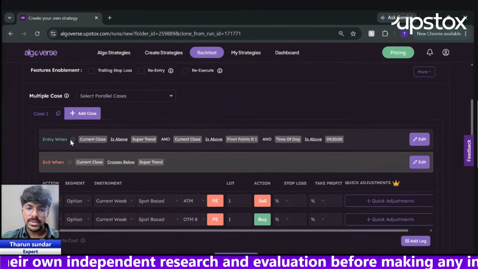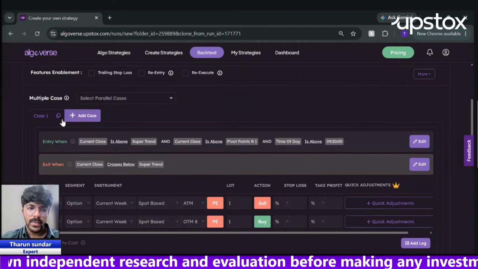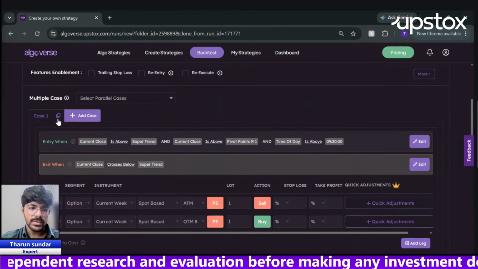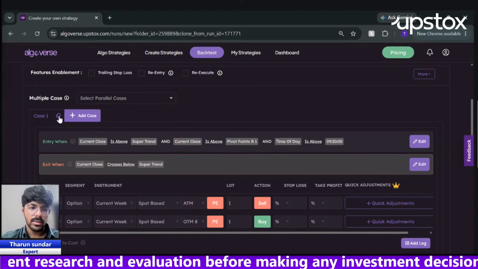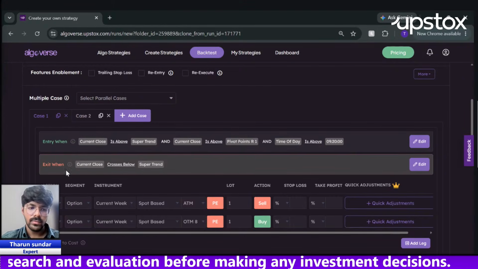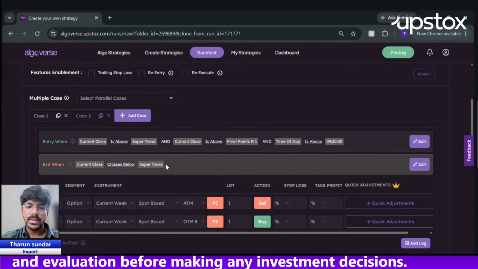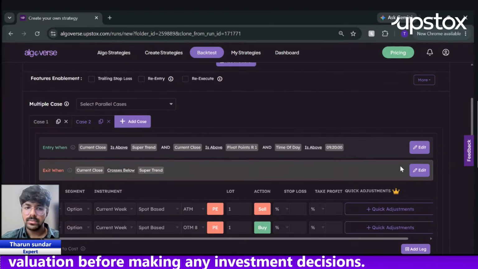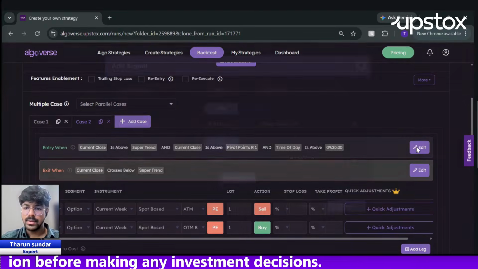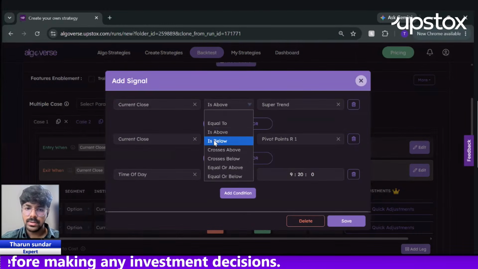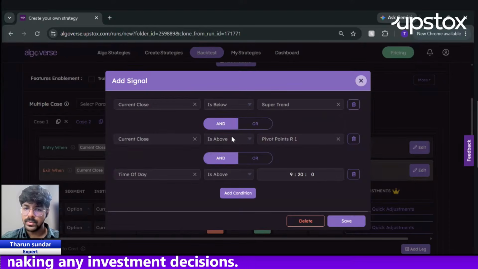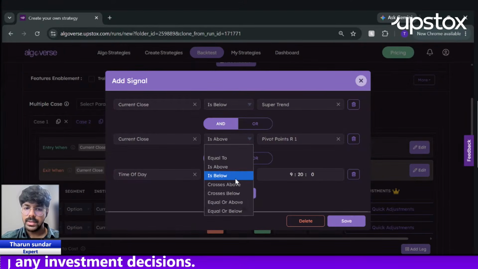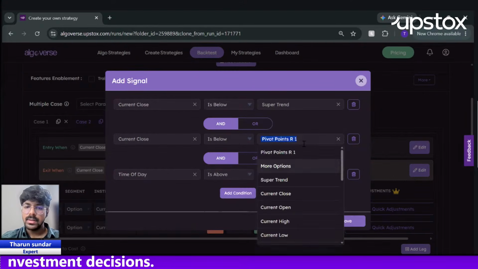So here what I'm going to do is, as the setup is very similar, I'm just going to clone this, using the clone case option. So case one will have the bullish conditions and case two will now have the bearish conditions. What I have to do is simple. I have to click on edit, change the current close is above Supertrend to below Supertrend, and change the current close is above R1 to below S1.